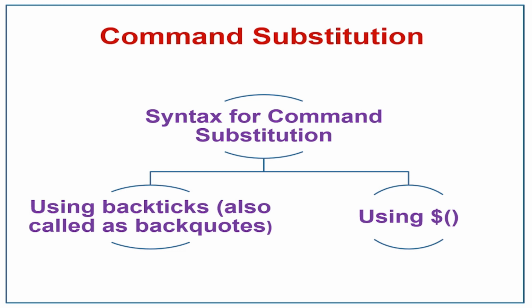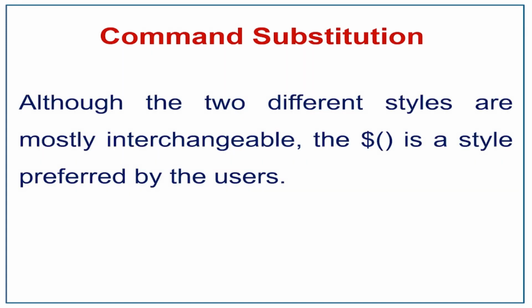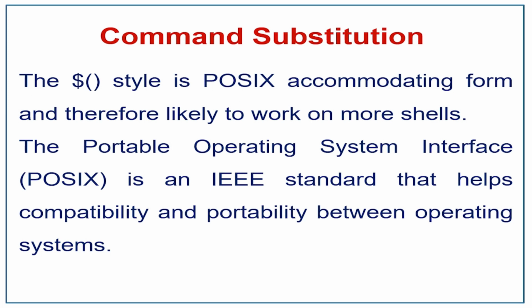Number one is using a backquote or backticks. Number two is using a dollar symbol along with a set of parentheses. Although these two styles are interchangeable, the syntax using dollar with a set of parentheses is the style preferred by users. The dollar style is the POSIX accommodating form and is therefore likely to work on more shells. The Portable Operating System Interface, POSIX, is an IEEE standard that helps compatibility and portability between operating systems.